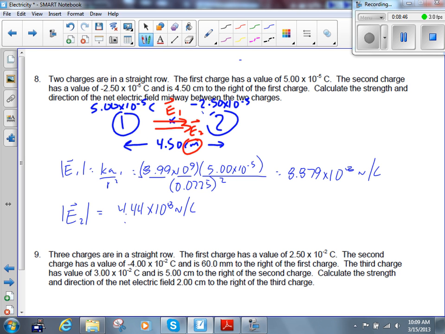Okay, we add these up. We do end up getting 1.33 times 10 to the 9 newtons per coulomb. And it's a positive value, so it means it's to the right. Good?